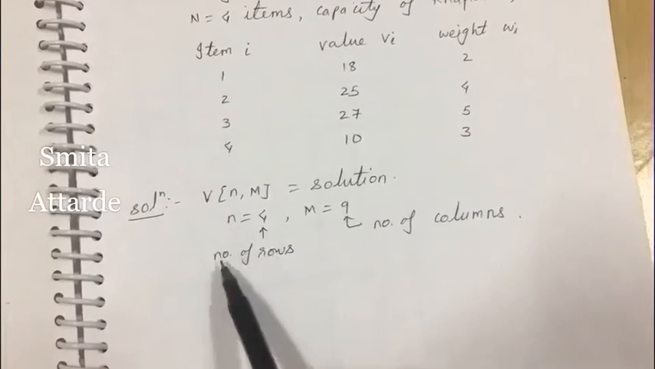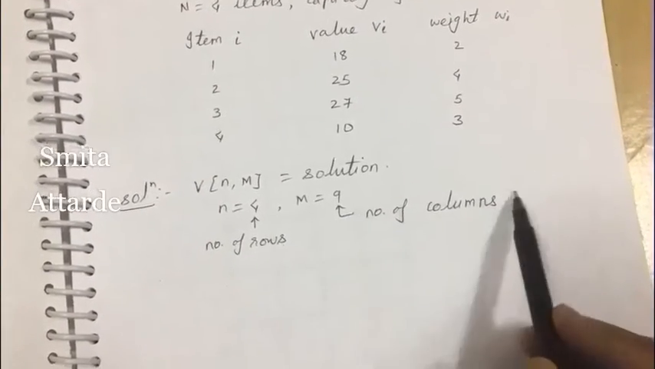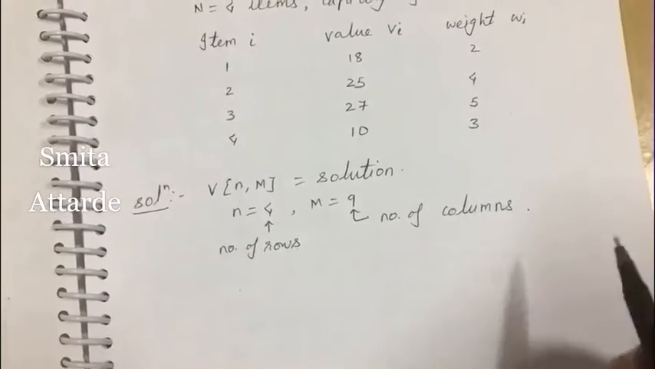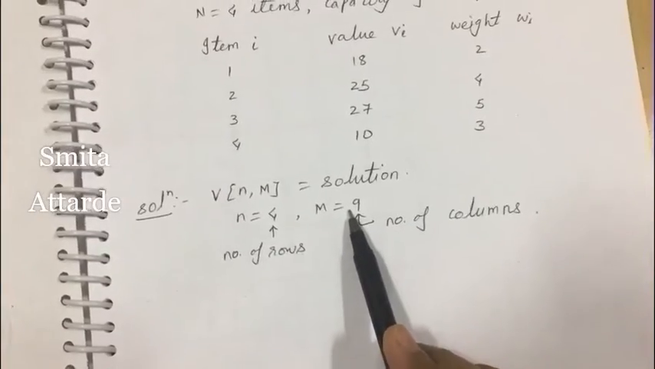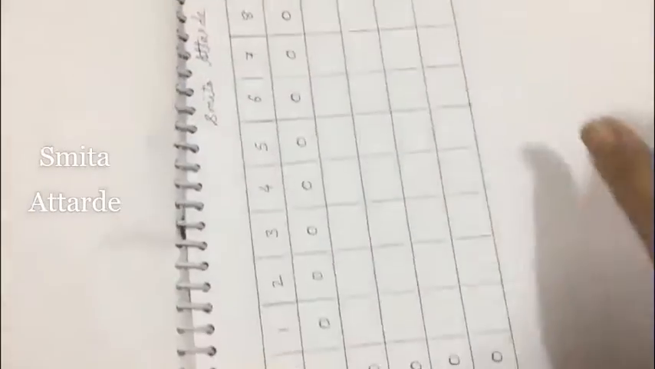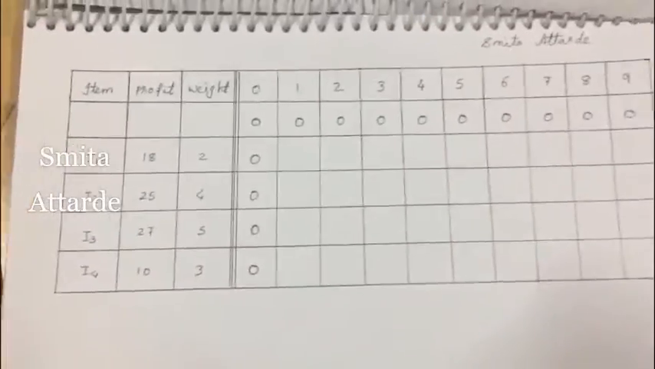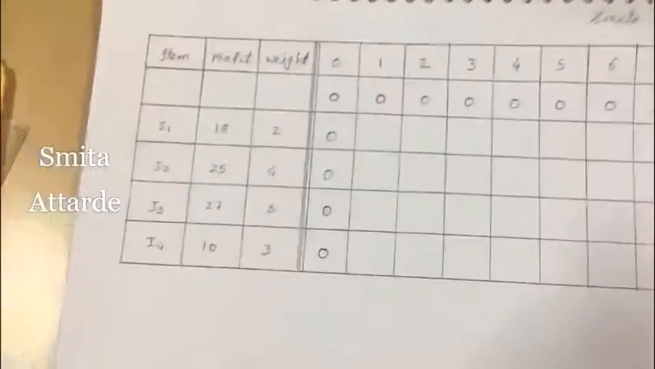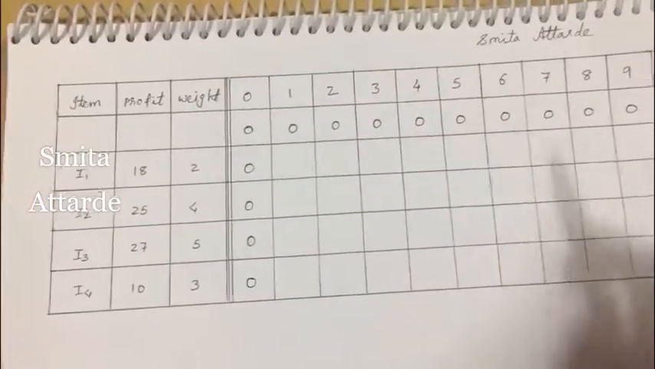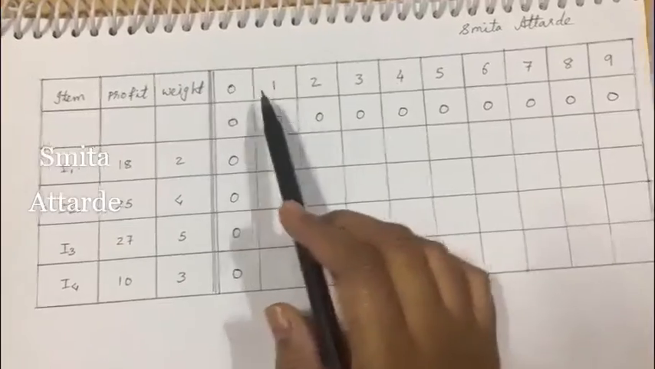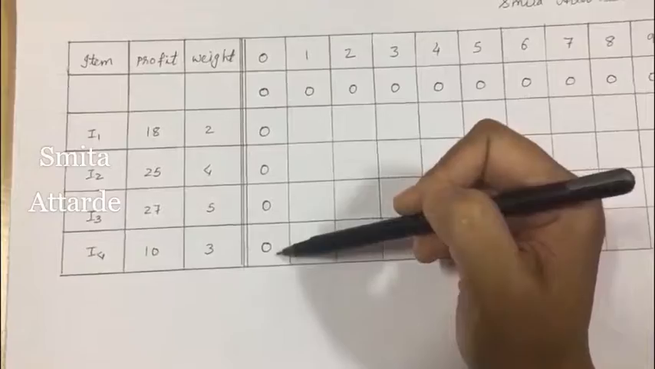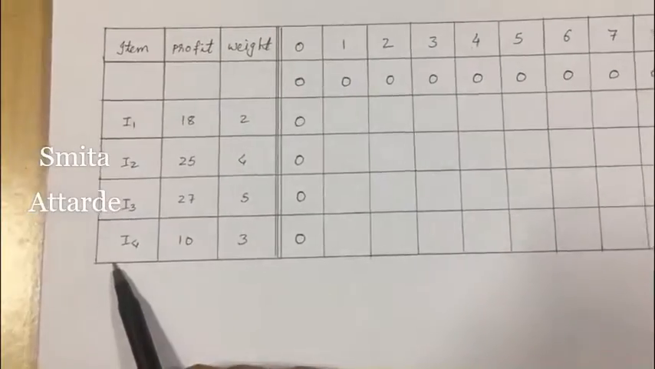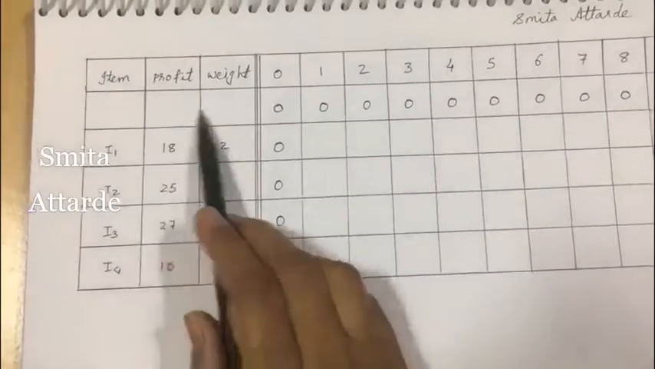So we will have 4 rows and 9 columns. We'll draw a two-dimensional matrix in which the number of rows will be 4 and the number of columns will be 9. So here I have drawn this table. Here this indicates the number of columns, as you can see, from 1 to 9 with an extra column of 0. Similarly, the number of rows are 4, which indicates the 4 items, with an extra row.